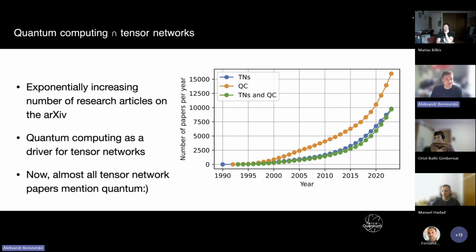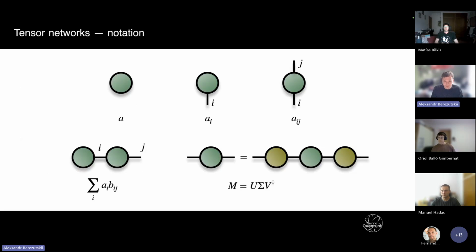Just to close the motivation part, we decided to do this because you see the intersection of two fields is growing bigger. And with this, let's move into just the basics of these methods.